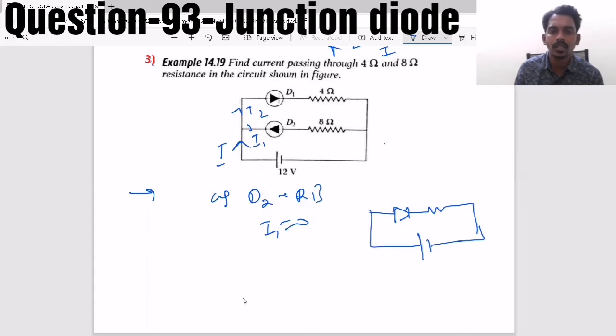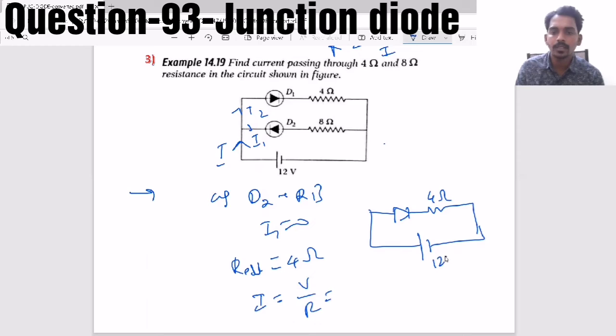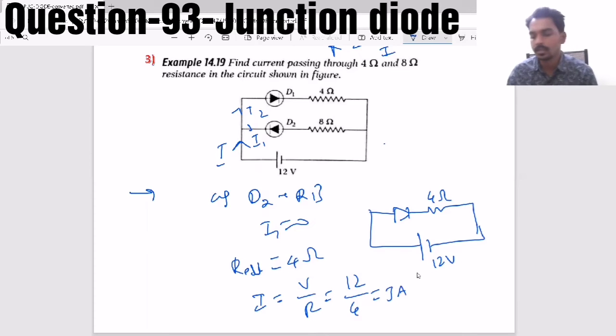So the effective resistance across the combination, R effective, will become only 4 ohm. Now the current will become V by R. V applied is 12 volt, so 12 by 4 equals 3 ampere. So across 8 ohm, 0 current; across 4 ohm, 3 ampere. That way you have to understand.